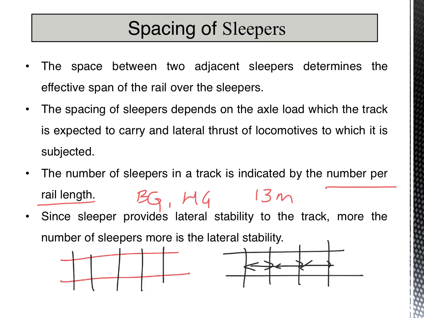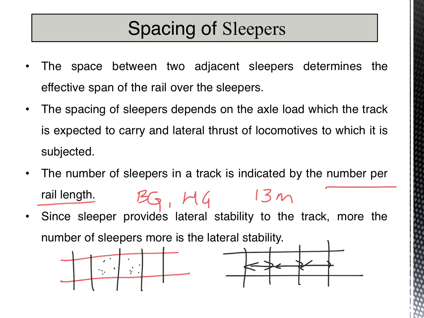So the number of sleepers in the track is how many sleepers need to be provided for one particular rail length, and the length of the rail depends upon whether it is broad gauge or meter gauge. Since sleepers also provide lateral stability to the track, the more sleepers, the more the lateral stability. However, we cannot simply increase the number of sleepers, as a certain minimum space between the sleepers is required for the packing of the ballast.